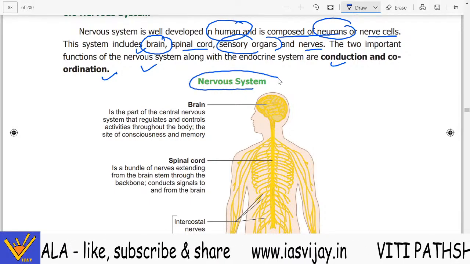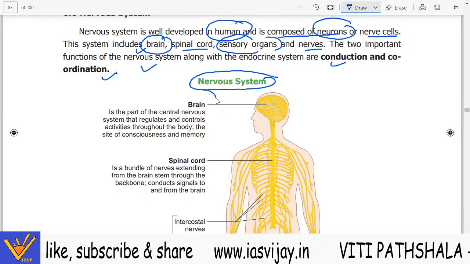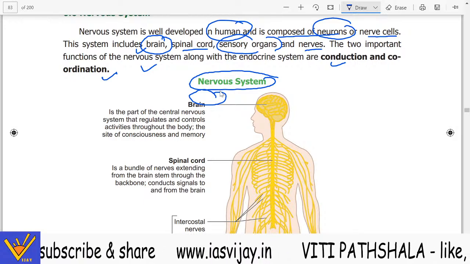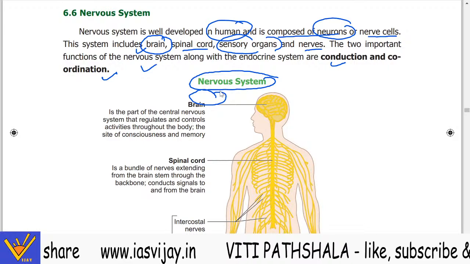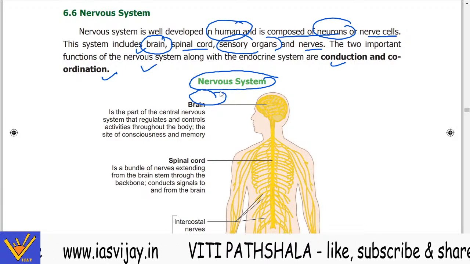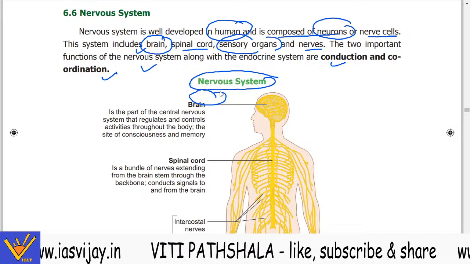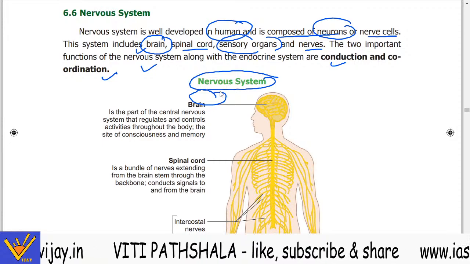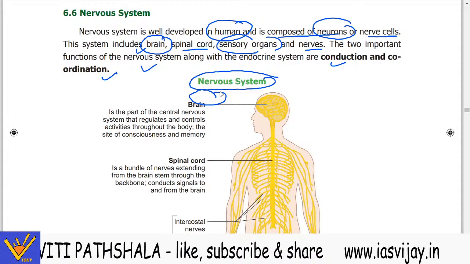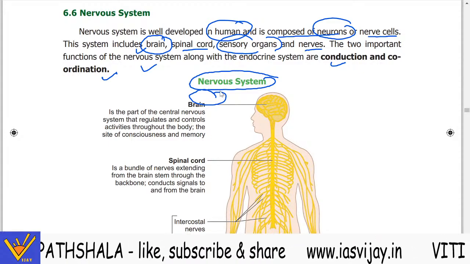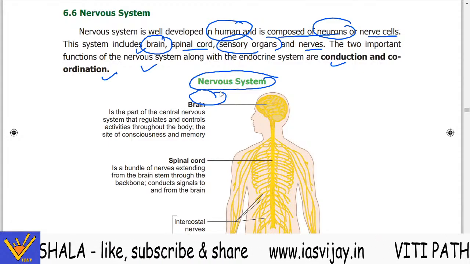So if I talk about the nervous system, the brain is part of the central nervous system that regulates and controls our body, the activities of the body. It is the site of consciousness and memory. So later on we will be studying about the parts, like what the hypothalamus does, and what other parts of our brain do.